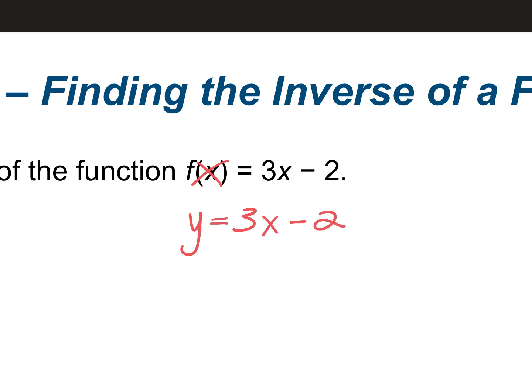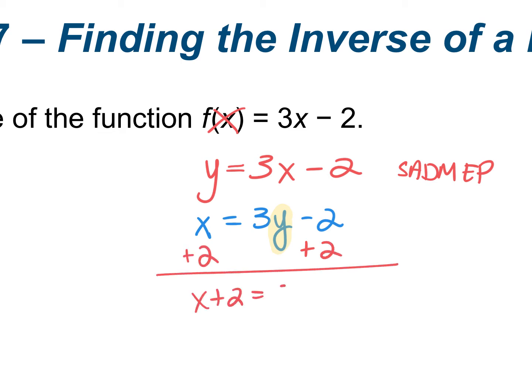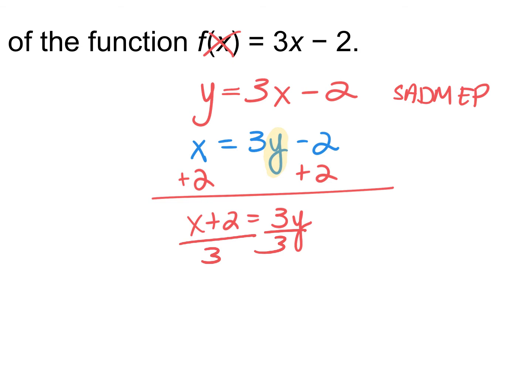Everybody okay? The second step was to switch the places of what? X and y. So x equals 3y minus 2. Everybody with me? Now you solve for y. I want to get y all by itself. Remember, we do the opposite of PEMDAS. SADMEP. Get rid of your subtraction and addition first. What do I do? I'm going to add 2. Good. So I have x plus 2 equals 3y. I'm still trying to solve for y. Divide by 3. And I get y equals x plus 2 divided by 3.